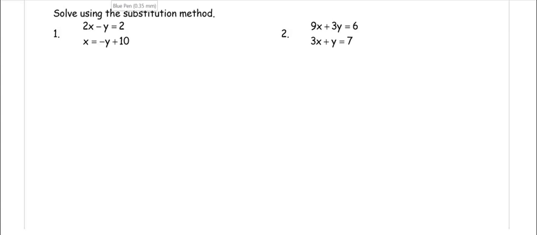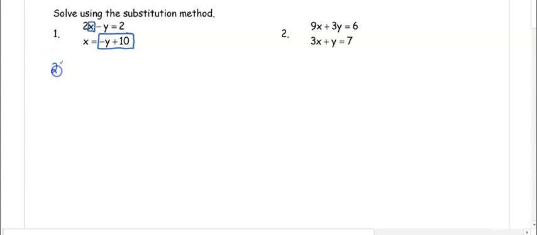This video is about solving systems of equations using the substitution and elimination method. So in number 1 and 2, we're going to use the substitution method, which means that we need a variable to be isolated in order to substitute. So in number 1, we have 2x minus y equals 2 and x equals negative y plus 10. So we can box what the x is equal to, and we can substitute that into the first equation.